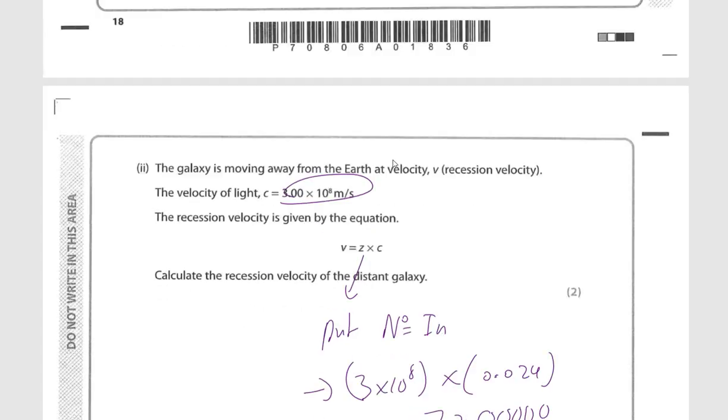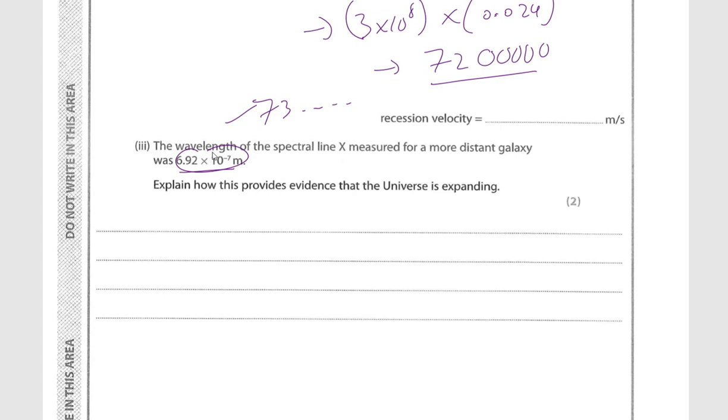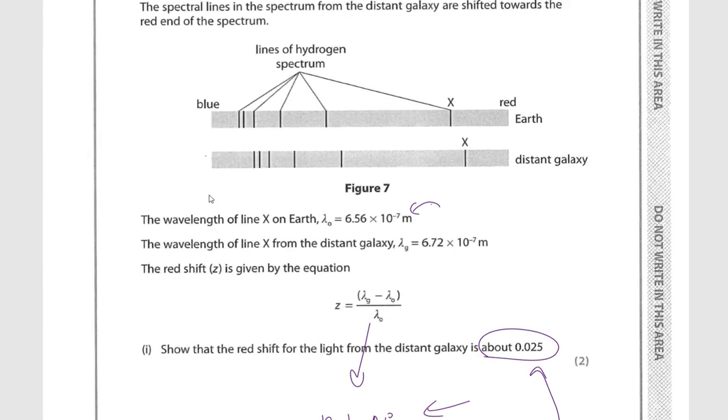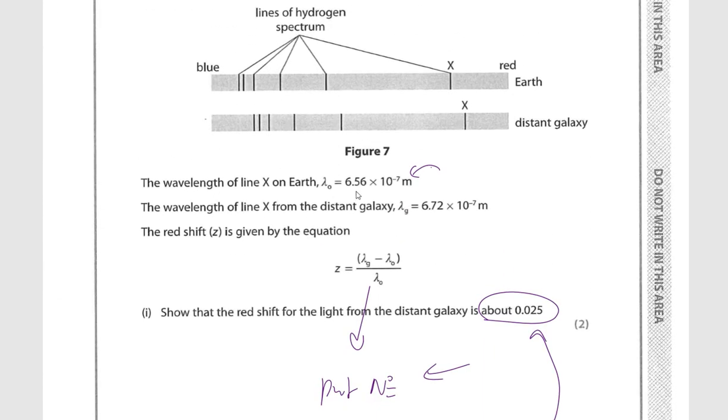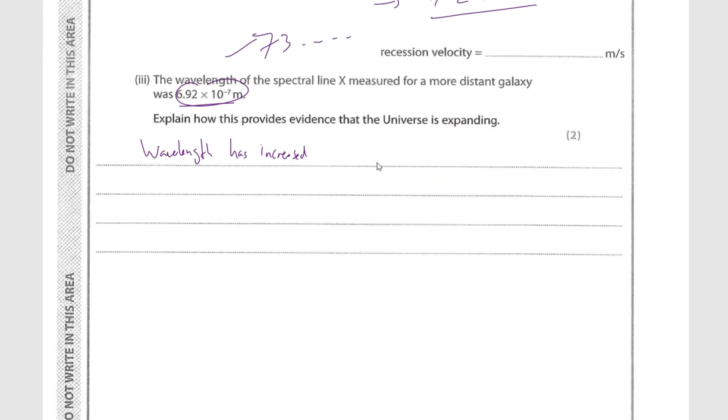Now there are two things that we need to say. What has happened to the wavelength? First of all, the wavelength has increased. We notice that the wavelength has increased. The wavelength on Earth is 6.56, and the wavelength that was measured was 6.92. So the wavelength has increased. It got larger.